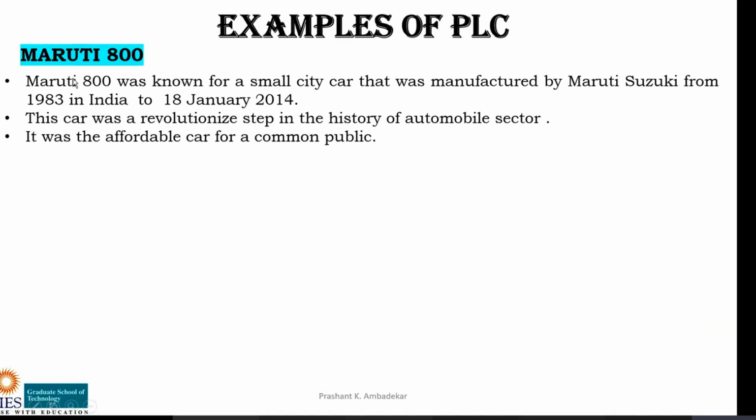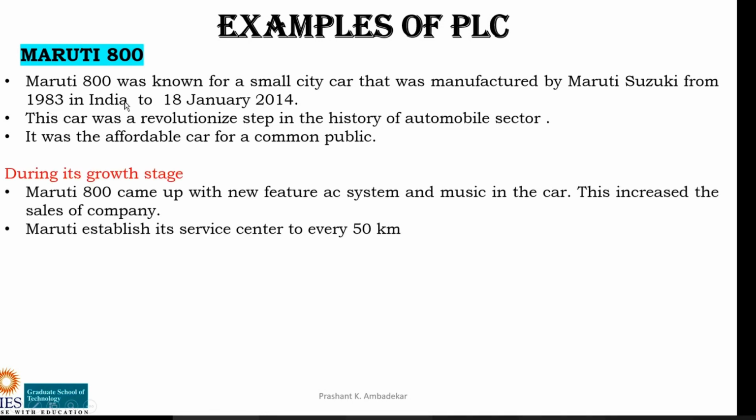Another example is Maruti 800. It was the car of India. It was so popular, affordable, a low price car, and the service stations were available everywhere. It came to India in 1983. Then in its growth stage, new features were introduced. AC system was introduced. Music was introduced in the car. These were not there when it was first launched in the introduction stage, but later on they came. Then it also established a service center every 50 kilometers.